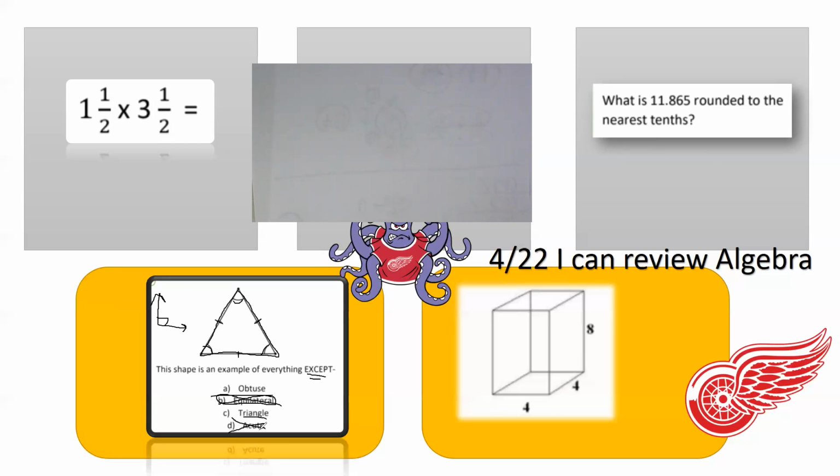Is this an example of a triangle? Yes. So it's not triangle. So the answer has to be obtuse. Why obtuse? Well, it has to be obtuse because you have to have one angle that's larger than 90 degrees for your triangle to be obtuse. This one has all of them smaller than 90 degrees. So therefore, the answer is A, obtuse.